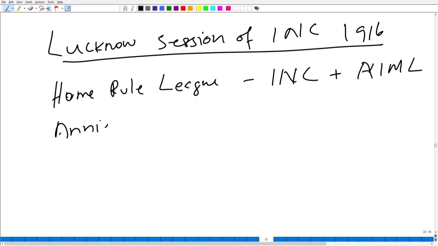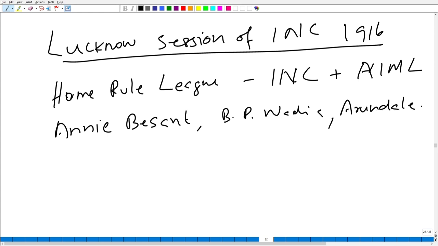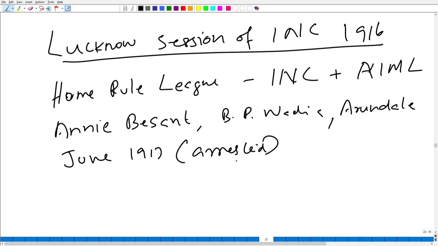Because of the success of the Home Rule League started by Annie Besant, the British government adopted repressive measures to suppress it. Annie Besant, B.P. Wadia and Arundale were arrested by the British administration in June 1917.